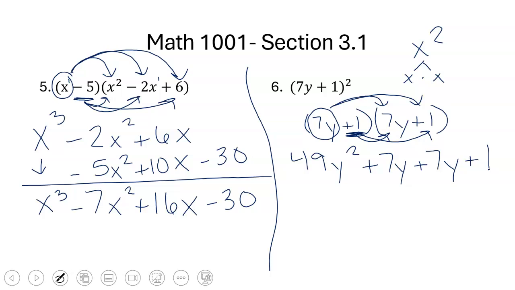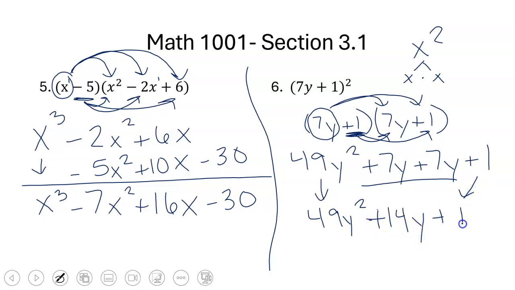We're not finished. You always need to combine like terms. We're done with adding exponents. We're not going to add exponents anymore. You're just going to look at the first numbers and add and subtract. So 7 plus 7 is positive 14. Bring down your y and then bring down your positive 1.